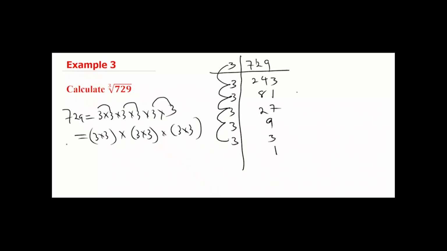Okay, so now the cube root of 729 will be one of these. It will be 3 by 3. So this is the answer, and you can write it as a whole number as 9. So that means the cube root of 729 is 9.